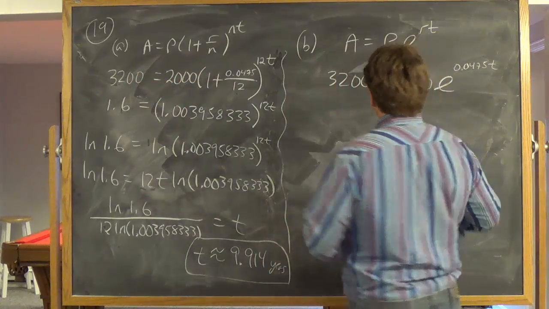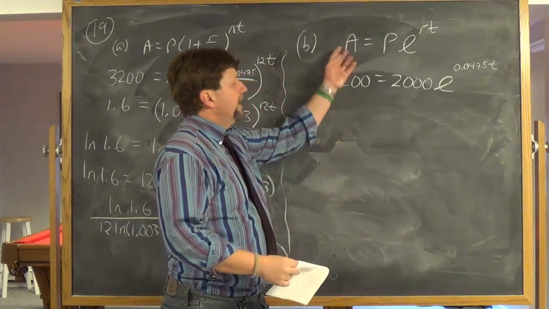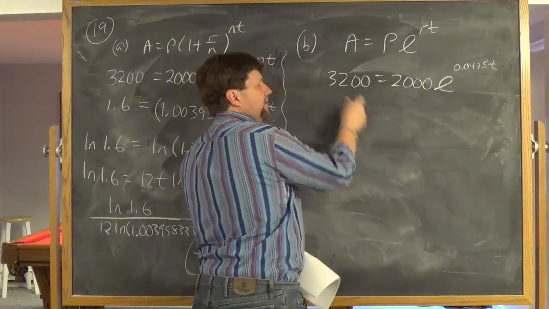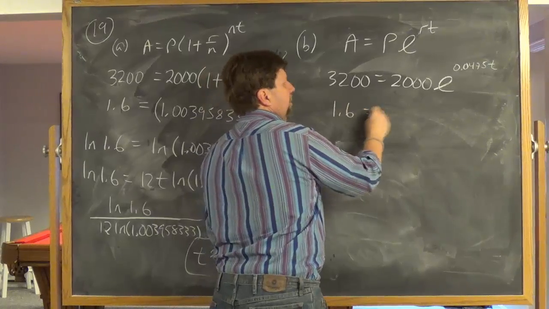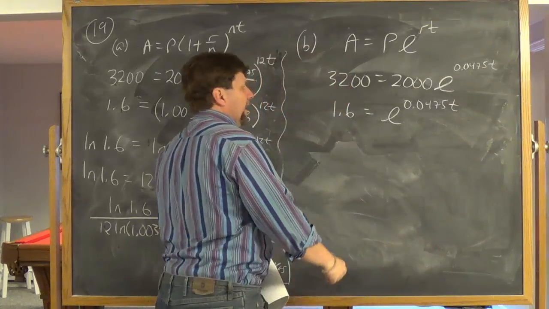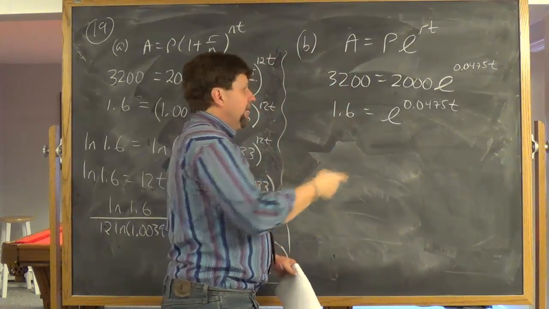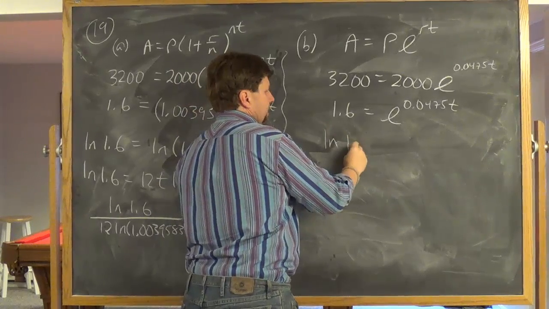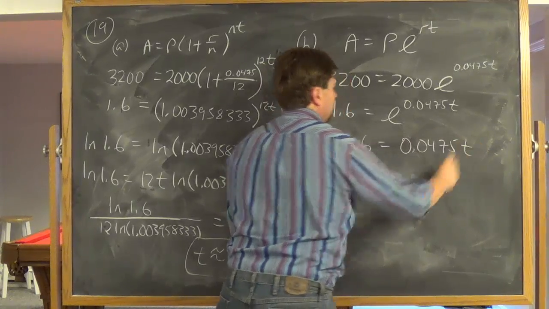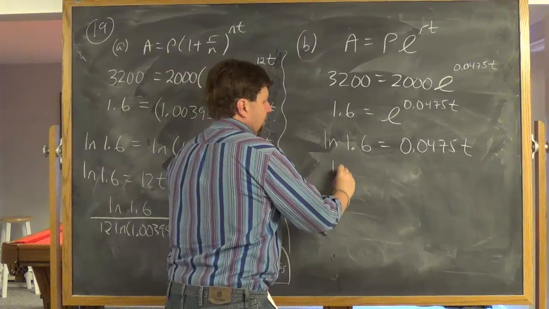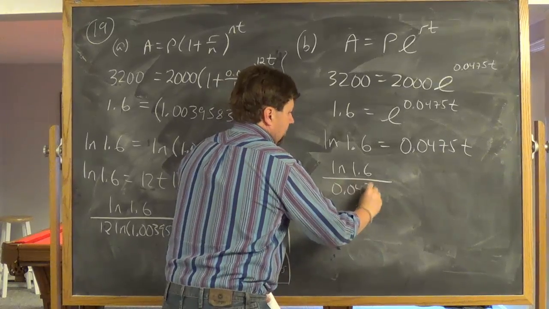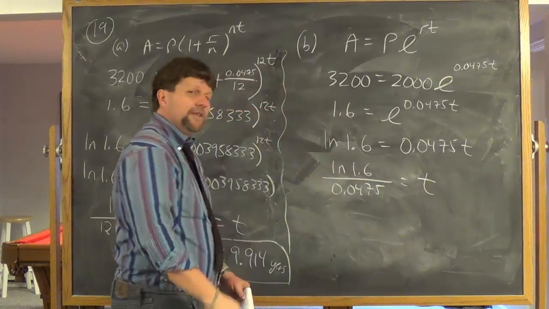Okay, now in part B, we have it set up. It's compounded continuously. Start off the same way as part A. Divide both sides by 2,000. So you have 1.6 equals e to this mess. And I have an exponential equation. It's pretty easy for me to write that as a logarithmic equation. It's the natural log of 1.6 equals 0.0475t. Then divide both sides by 0.0475. And that's the exact value for t.